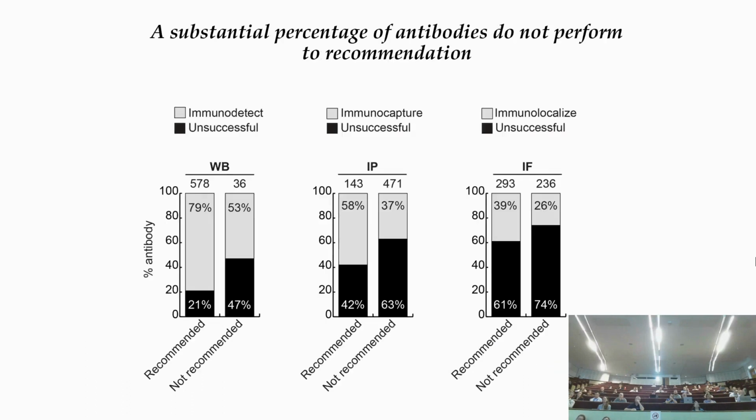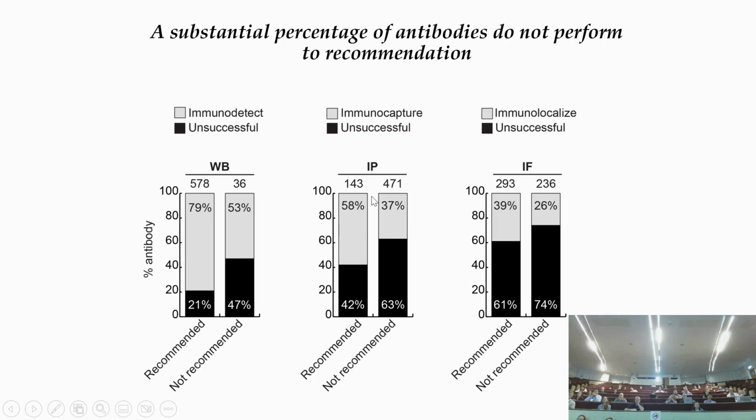Now, the not so good news: a substantial percentage of antibodies do not really perform to recommendation, according to our approaches. So here are the antibodies for Western blot that were recommended. If you go to the catalog of the manufacturers, these antibodies were recommended for use in Western blot. 578 antibodies, 79% of them in our approach were specific for Western blot. They worked. They immunodetected in Western blot. The definitions here are a little tricky. 21% did not. That's pretty reasonable. Of the antibodies that were not recommended for Western blot, half of them still worked. So there's almost an underselling of the products. And that even becomes more clear with the IP.